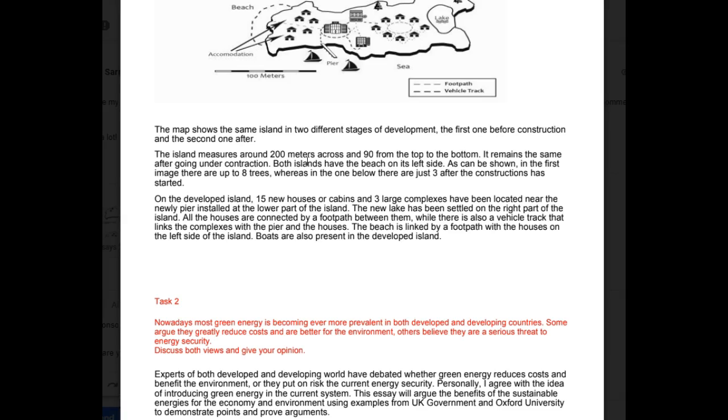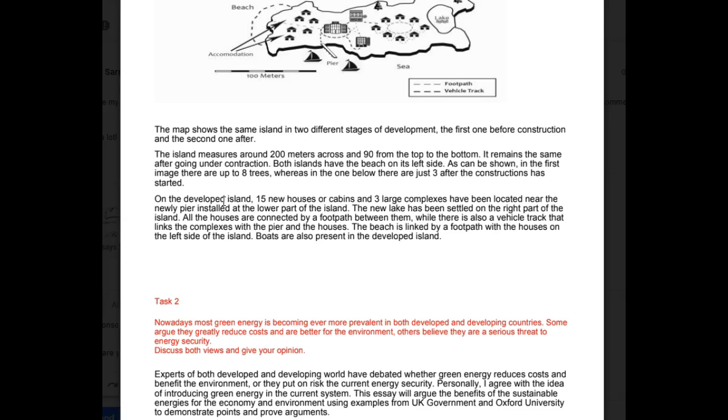In the first image, there are up to 8 trees, whereas in the second one below, there are just 3 after the construction has started. Okay. On the developed island, 15 new houses or cabins and 3 large complexes have been located near the new pier installed at the lower part of the island. The new lake has been settled.